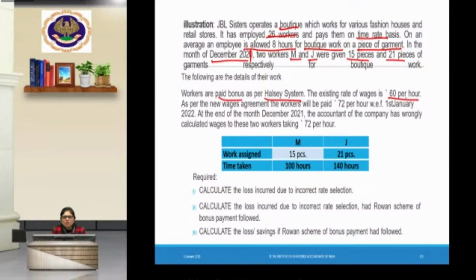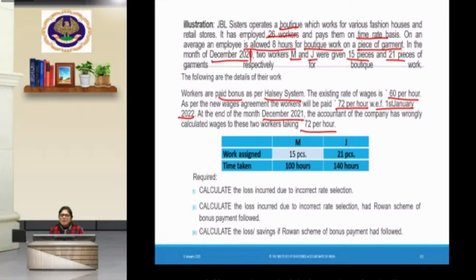As per the new wages agreement, the workers will be paid 72 per hour with effect from 1st January. At the end of December, the accountant of the company has wrongly calculated wages to these workers taking 72 per hour. So the second paragraph is very important.